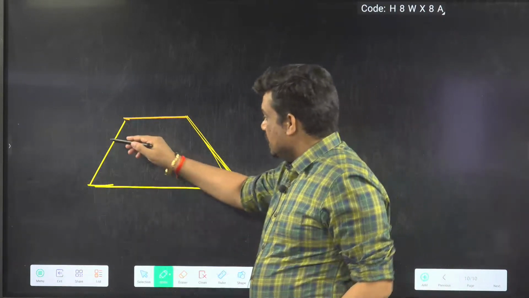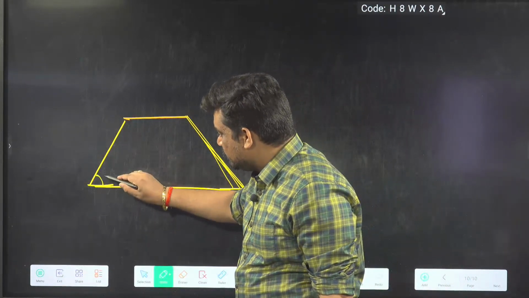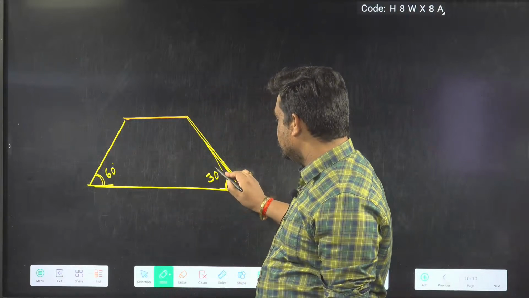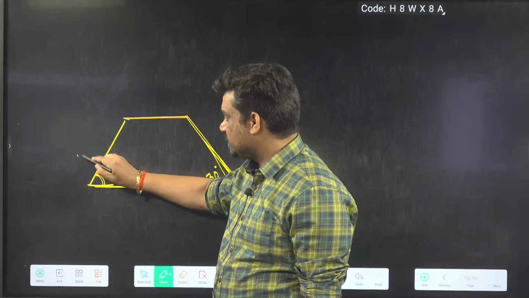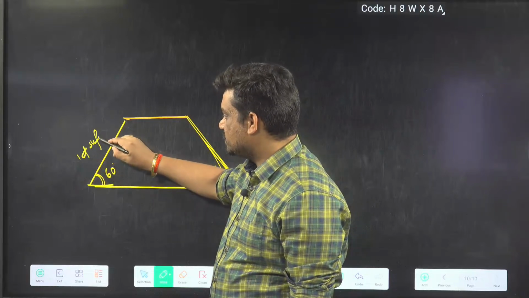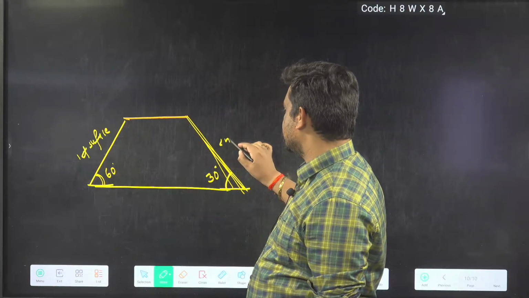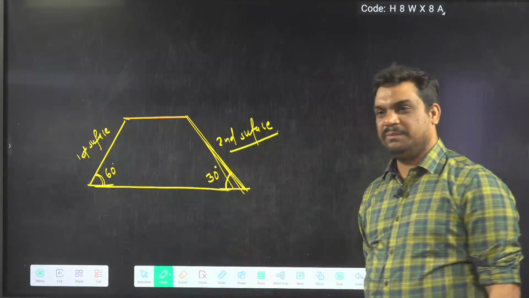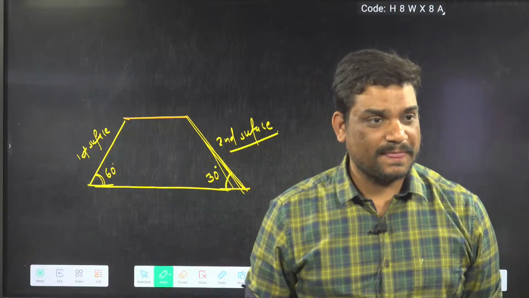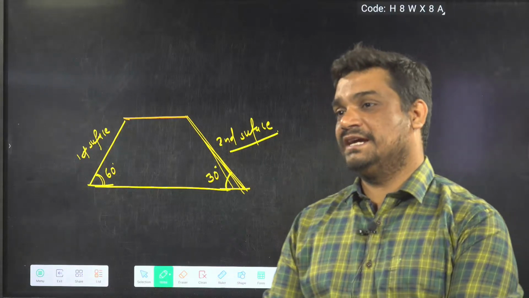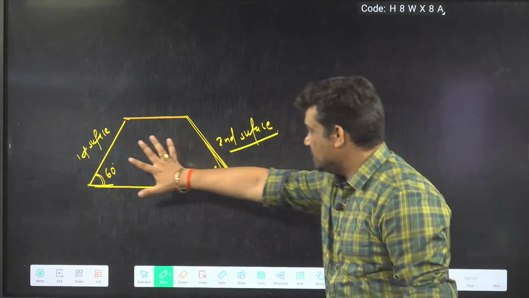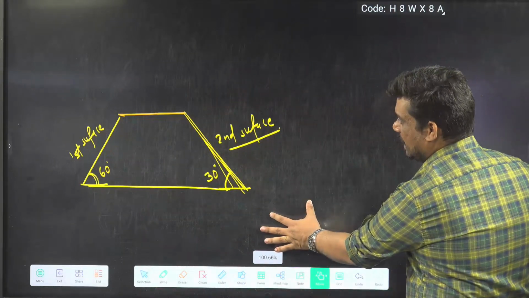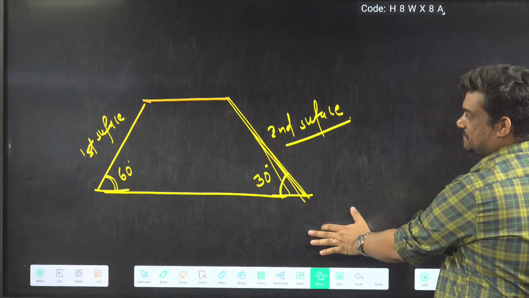Now, they will say this angle is, I'm writing here, 60 degree. This angle I'm writing 30 degree. This is your first surface, I'm writing first surface. This I'm writing second surface. They are asking what is the angle between the first surface and the second surface. This one is the first surface, this side. And this side we can write second surface. You have to tell the angle between the first surface and second surface.